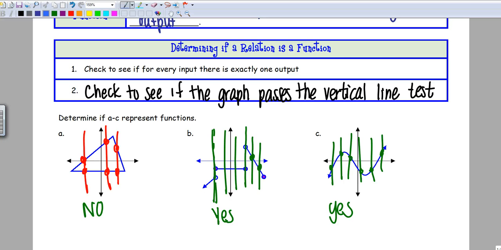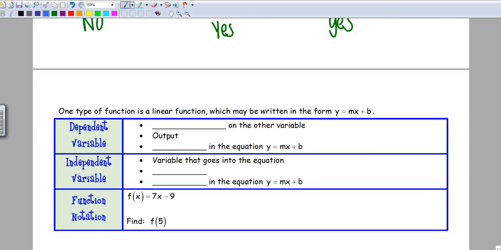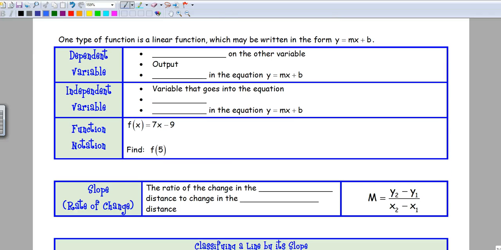Okay, all right, so that's some information about functions for you. Let's go on. One type of linear function that you are probably very familiar with is a line written in the form y equals mx plus b. This is a linear function, linear for line. So in a linear function, you have two types of variables, the dependent variable and the independent.